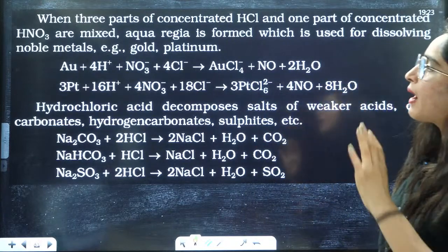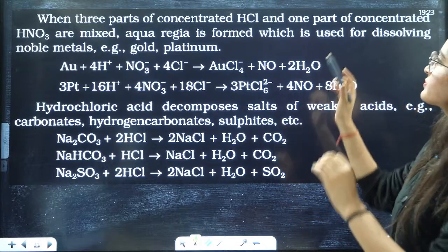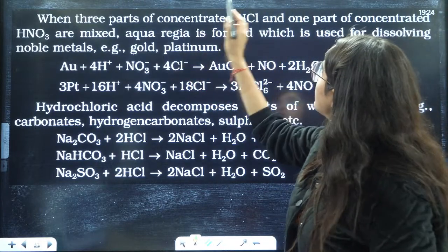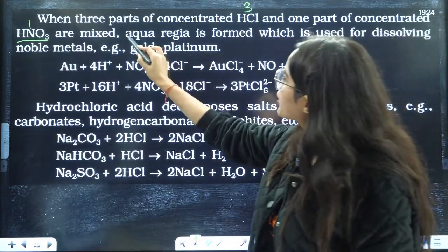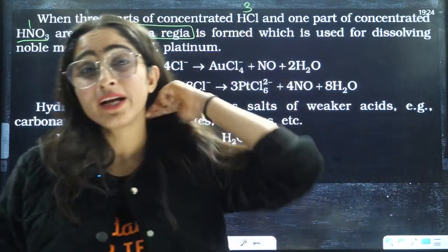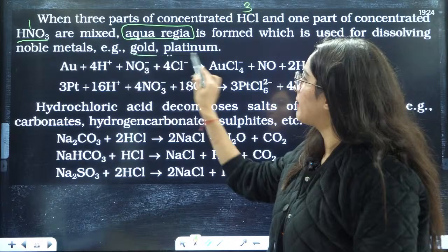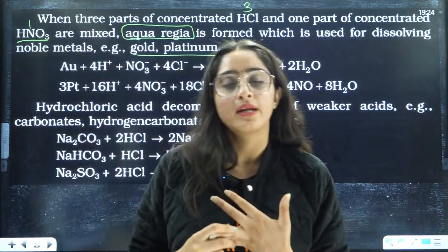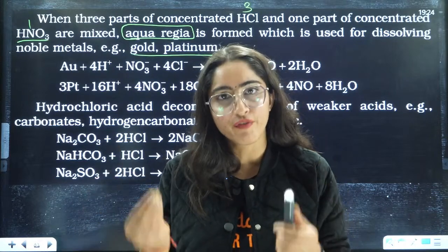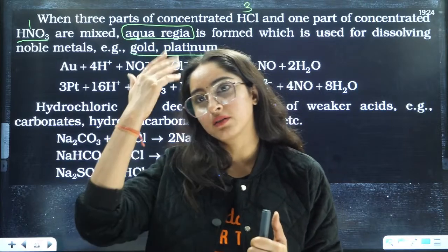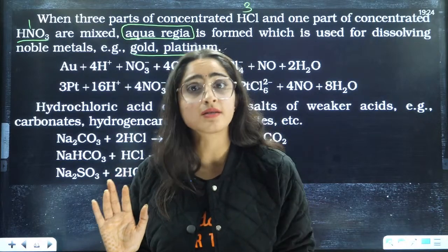When 3 parts of concentrated HCl and 1 part of HNO3, that is nitric acid, are mixed in a 3:1 ratio, aqua regia is formed. I told you in yesterday's class that gold and platinum are very difficult to oxidize. See why gold and platinum are so expensive? Look at the rates of gold in the market. It is very difficult to oxidize; even the gold of our ancestors is still as it is after thousands of years. That is the reason it is expensive.